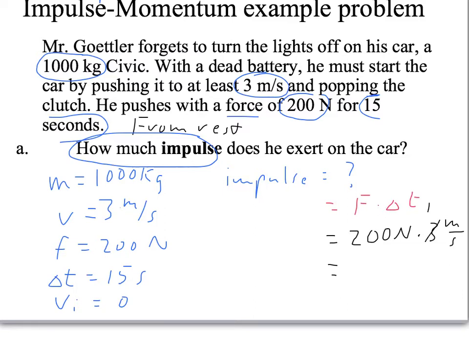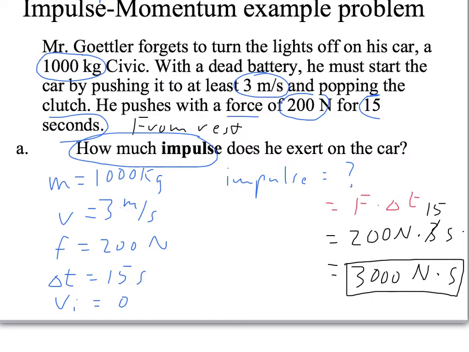3,000 newton... I'm really way off here. Sorry, guys. Let's go back and fix that. Let's get rid of those meters per second. That should just be seconds. Too much babbling about my car experience. Okay, so here we have it. 3,000 newton seconds. I'm going to put a box around my final answer. You should too.